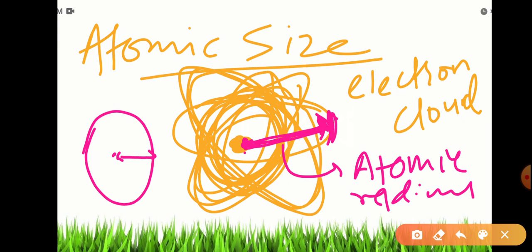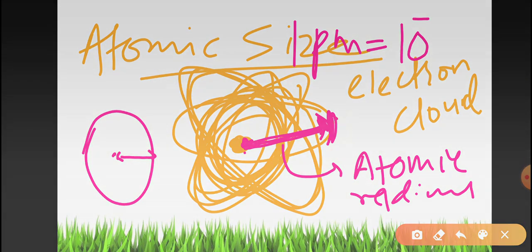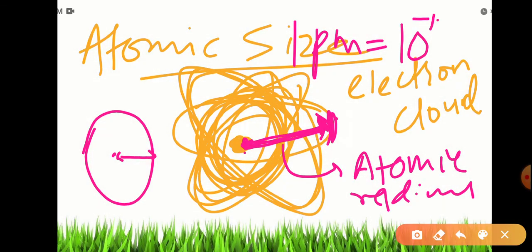Usually atomic radius is expressed in picometer, pm, which is smaller than a nanometer. 1 pm is equal to 10 raised to minus 12 meter. Okay, so in our book various atomic radii are given.